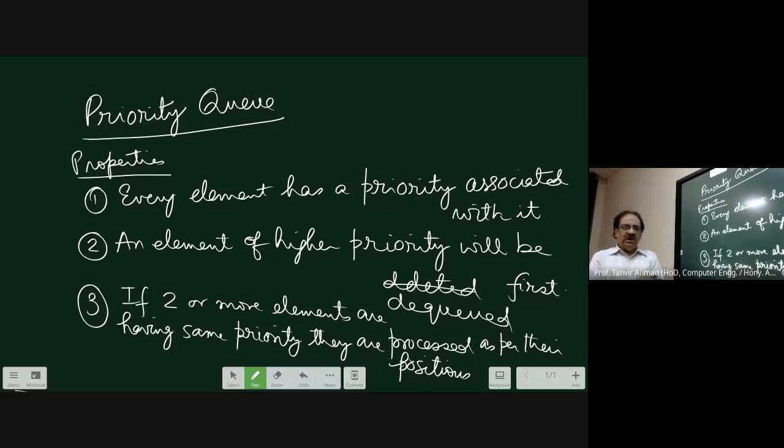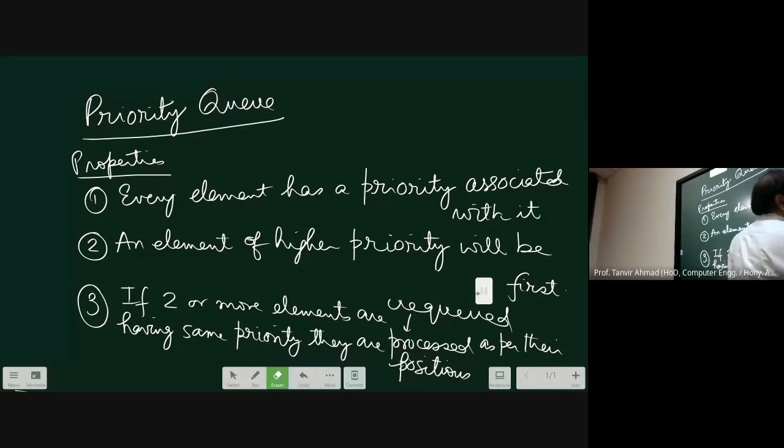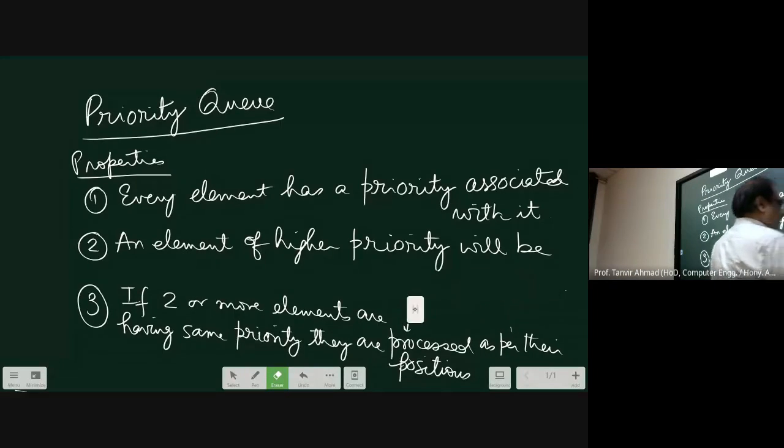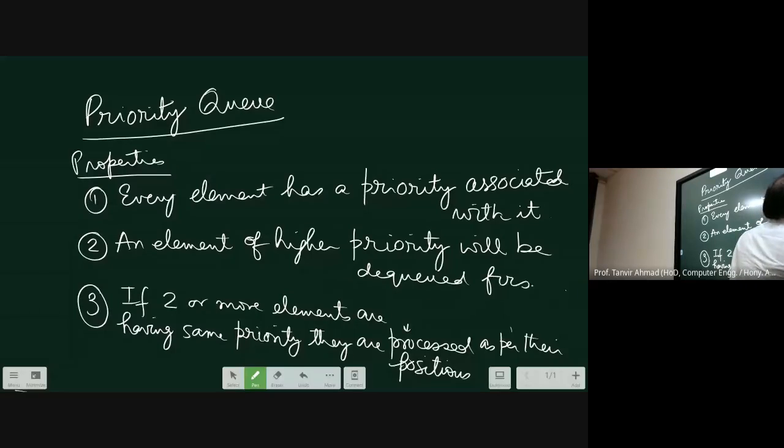As per their positions. That means as per the order in the queue. Now again I tell you, process is nothing but same dequeued. Okay. Now here, based on this particular one, what I will be saying is that I will write it a little over here, are dequeued. Okay. If two or more elements are having same priority, then they are processed as per their position. That means as per the positions in the queue.